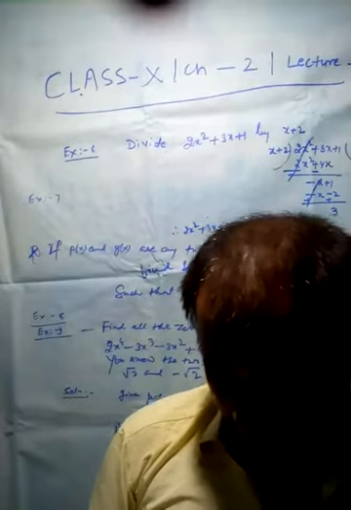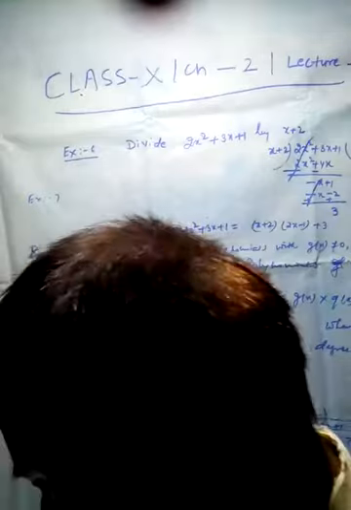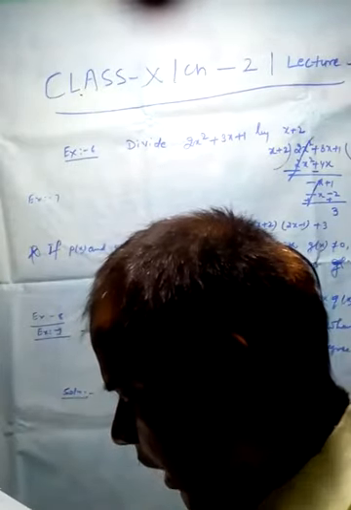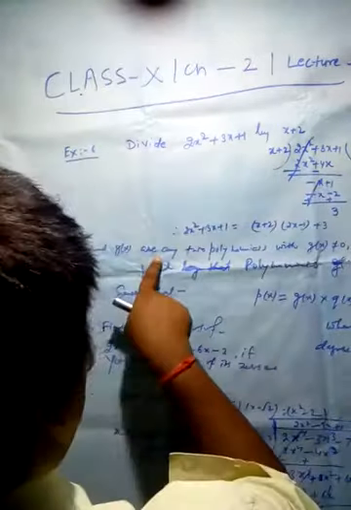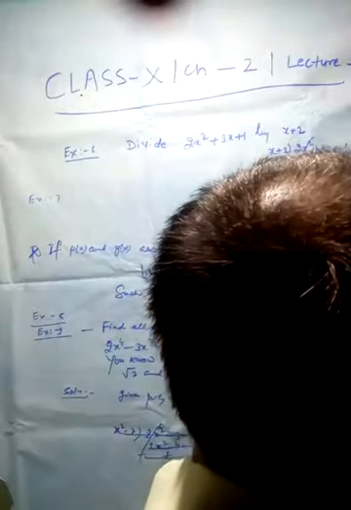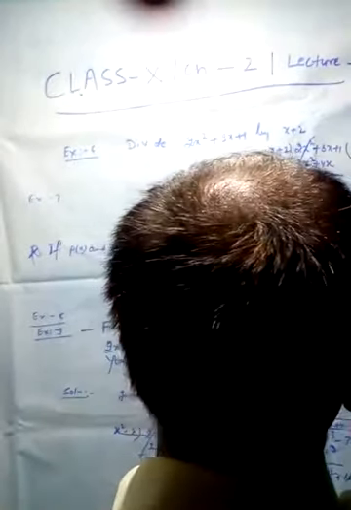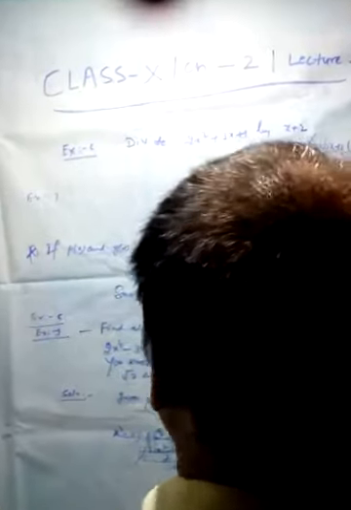What we are applying here is an algorithm which is similar to Euclid's division algorithm that you studied in chapter 1. If p(x) and g(x) are any two polynomials with g(x) not equal to 0, then we can find polynomials q(x) and r(x) such that p(x) = g(x)·q(x) + r(x), where r(x) = 0 or degree of r(x) is less than the degree of g(x).